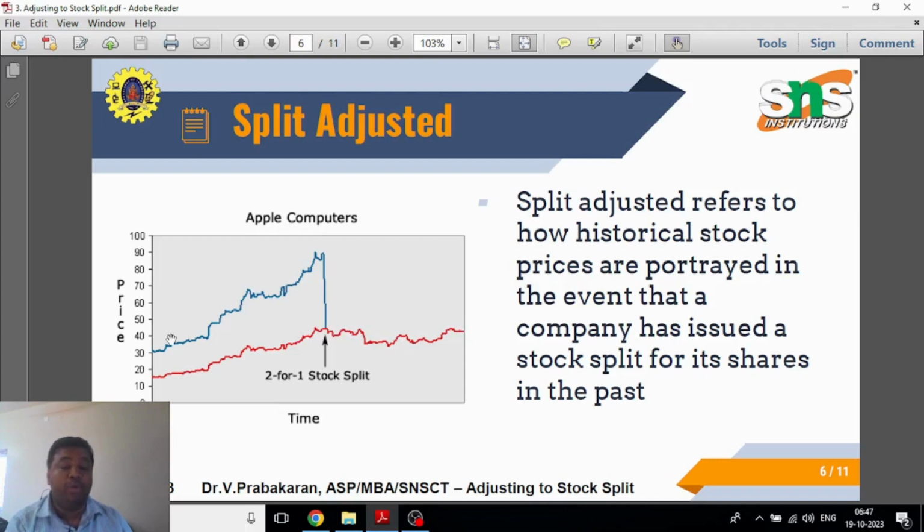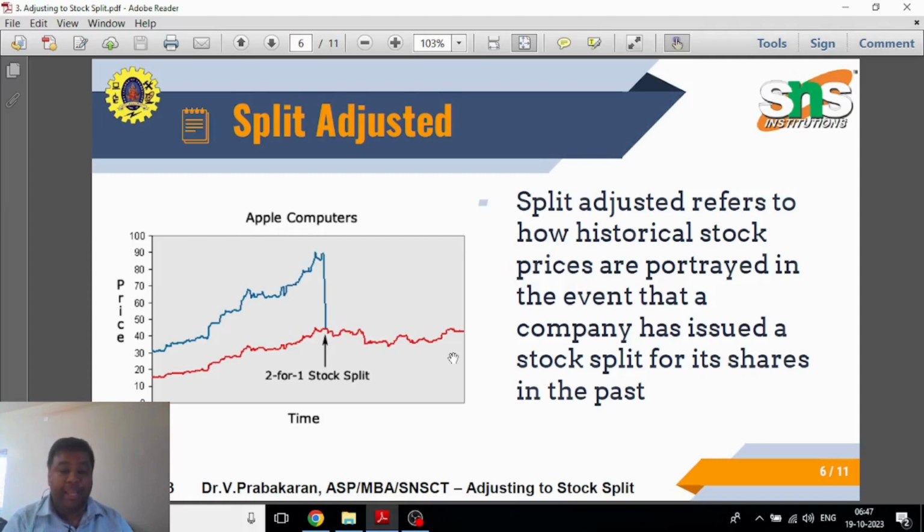So now the blue color line should not be taken for any analysis. Instead, the red color line, which is the stock split adjusted price, that particular line along with the data set is to be taken for your analysis. This is the right way of doing a stock split adjustment in the data sheet.